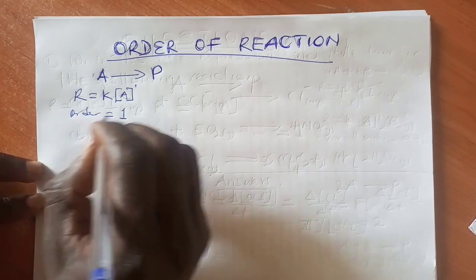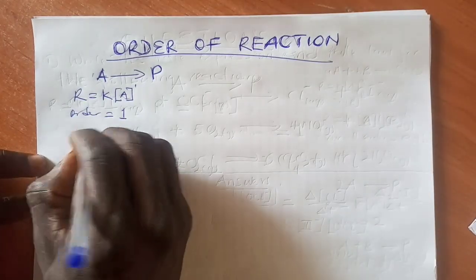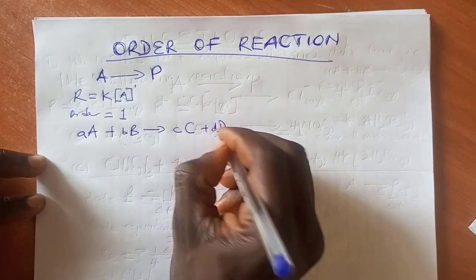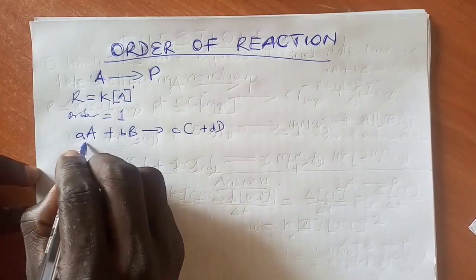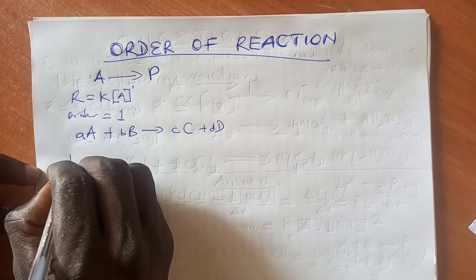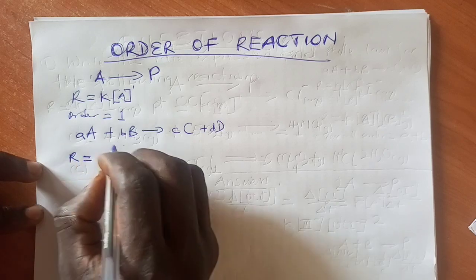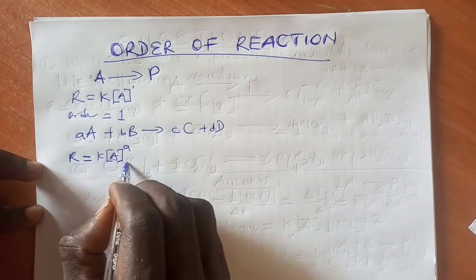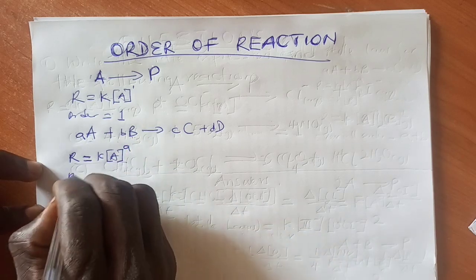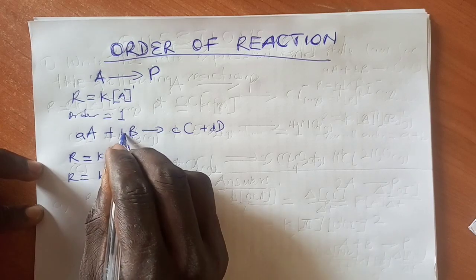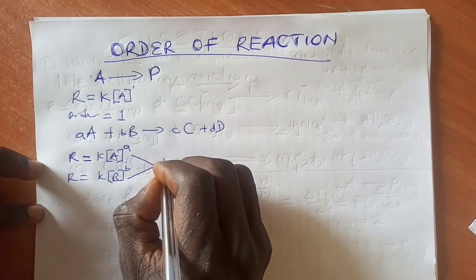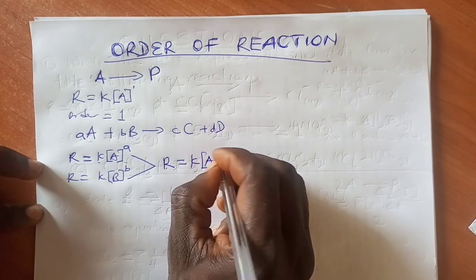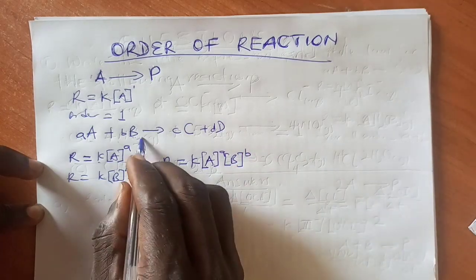There are other reactions. I'm using lettering to explain this. If you have a reaction like aA plus bB to give you cC plus dD, how do you write the order of reaction here? Order of reaction with respect to A, order of reaction with respect to B. With respect to A, you write the rate law, which is k[A] raised to the power of a. This is the rate law with respect to reactant A. Then with respect to reactant B, R is equal to k[B] raised to the power of b. So you can combine these together to give you a single rate law: R is equal to k, the same k, [A] raised to the power of a, then [B] raised to the power of b. So this is the rate law for this reaction.